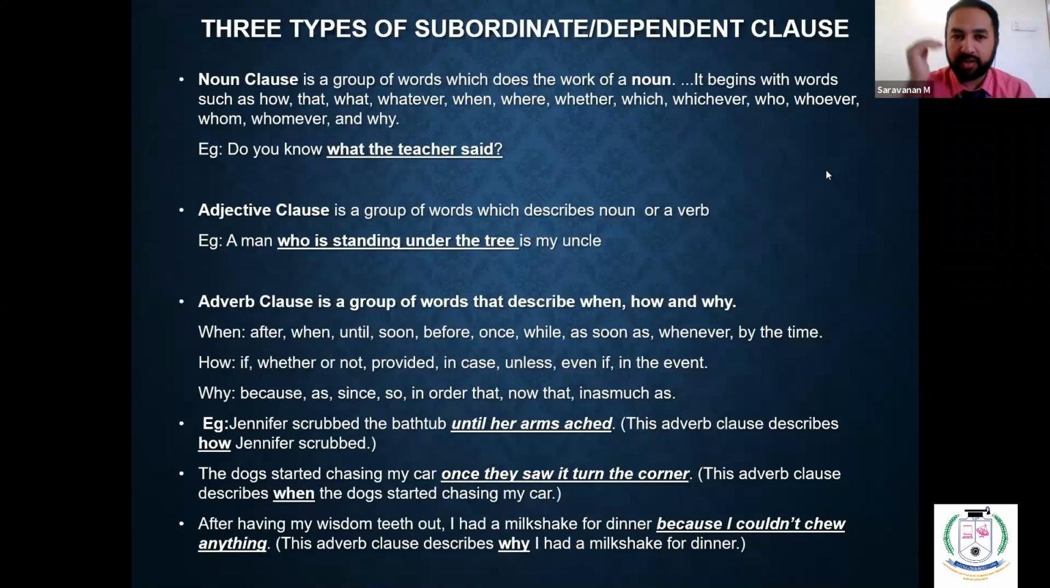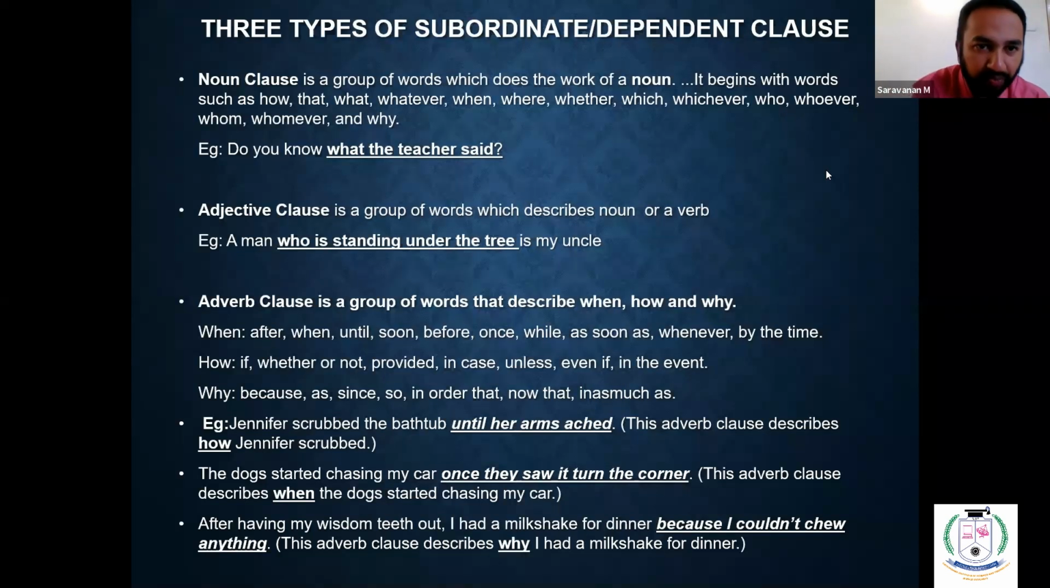Types of subordinate clauses. You have the noun clause, the adverb clause, and the adjective clause. A clause that explains about the noun becomes the noun clause. A clause which gives more information about the noun gives the adjectival clause, and the adverb clause talks about the action of the noun or the subject.